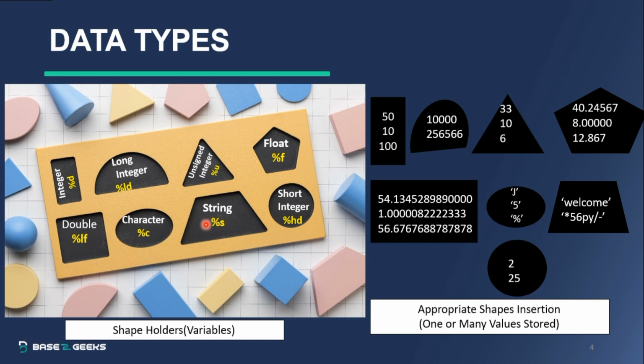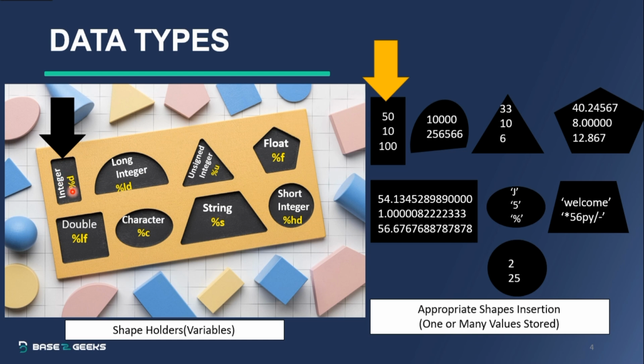It may be a number, alphabet, or any type of symbols that is given in double quotes. So that is a major difference between character and string. Its format character is %c, and for string it is %s. So now we will see some of the examples, right?